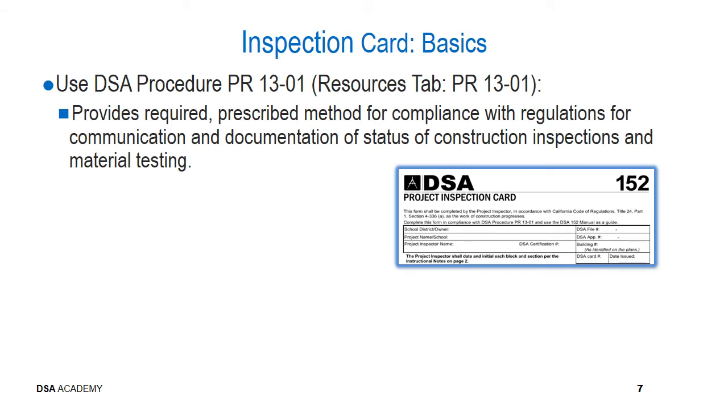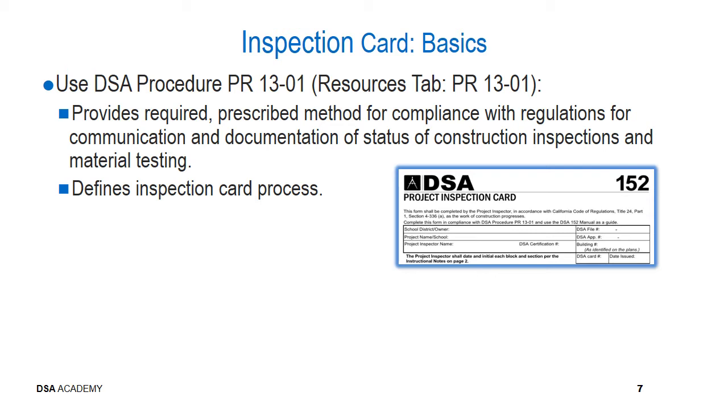DSA procedure PR 1301 provides the required and prescribed method for compliance with the regulations for communication and documentation of the status of construction inspections and material testing. You can find a copy of PR 1301 in the Resources tab.